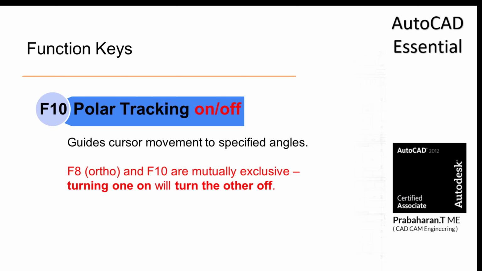Now this is F10. We are going to control the movement of the mouse or cursor along a particular direction of angle. Once you switch on F8, F10 will be switched off. Or if you switch on F10, automatically F8 will switch off. Why? Because F8 allows the mouse movement only in X and Y, but F10 allows the mouse or cursor movement in any angle. So either one should be on or both should be off.